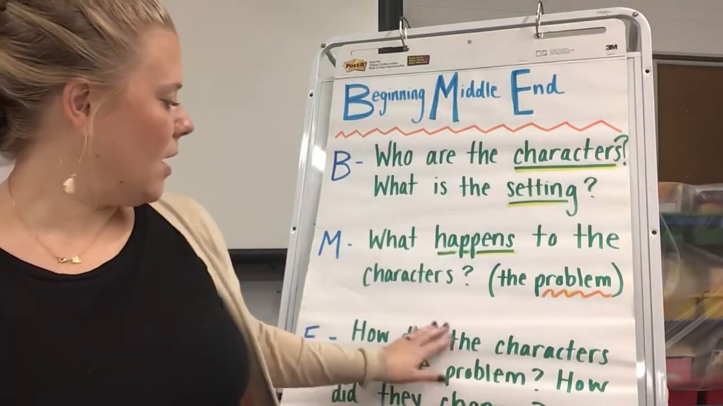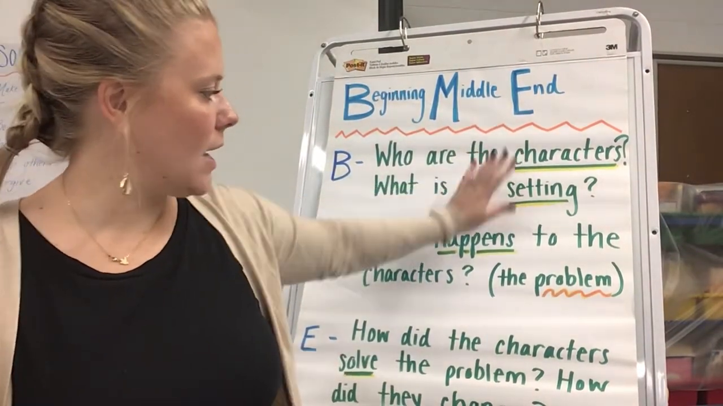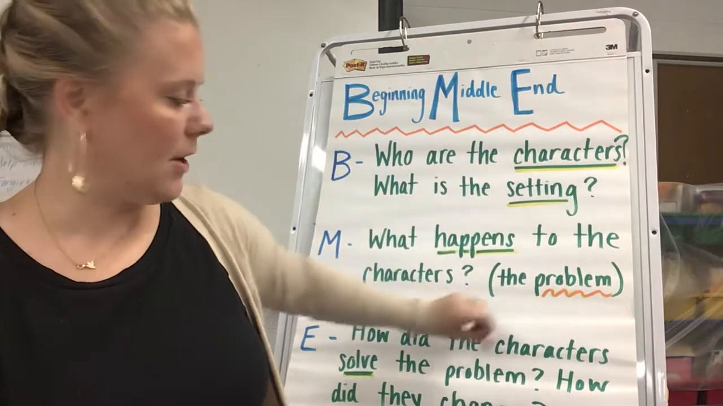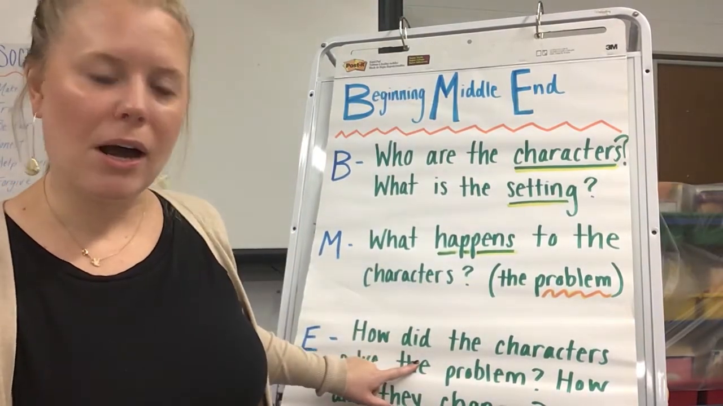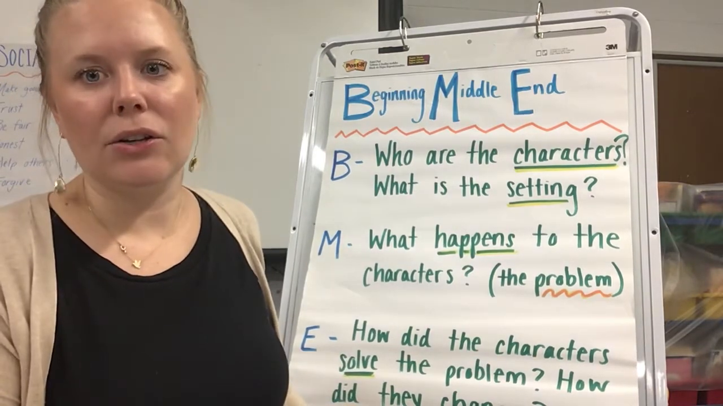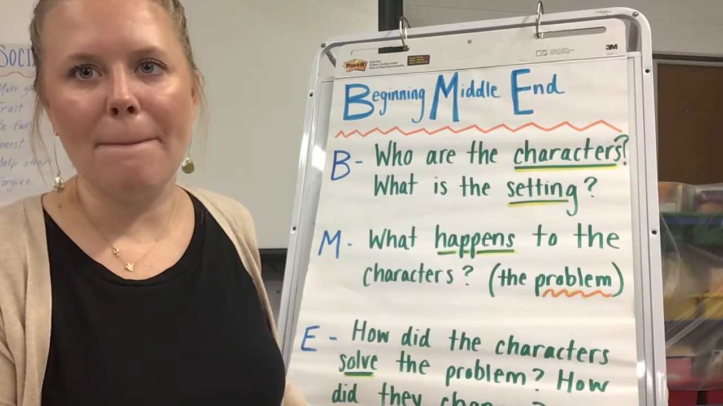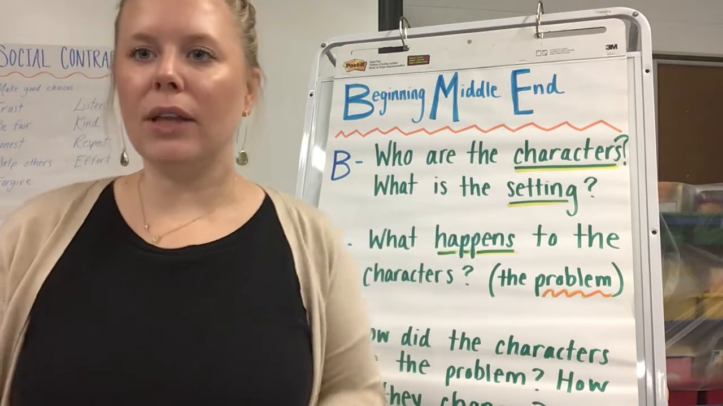All right, so we have our characters and setting. There was a big problem, right? And then I want you to think in the end how the characters solved the problem and how the characters changed, okay? You're gonna do that in your Google Classroom assignment.